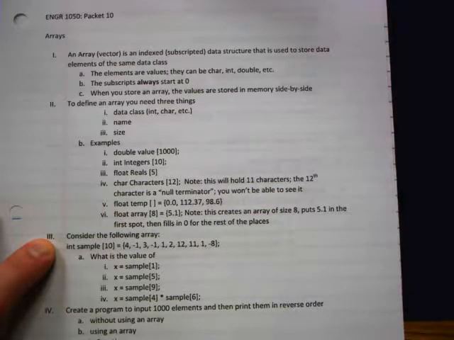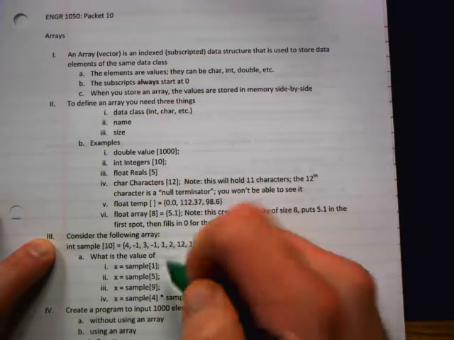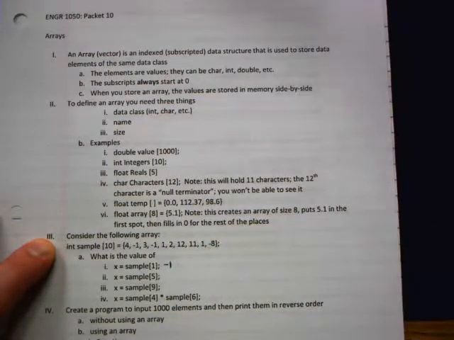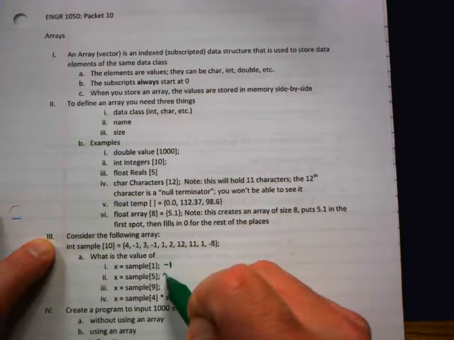Again, index for an array starts at 0, so this one would be sample 0, this one would be sample 1. So sample 1 would be negative 1. How about sample 5? 0, 1, 2, 3, 4, 5. That one looks like 2.